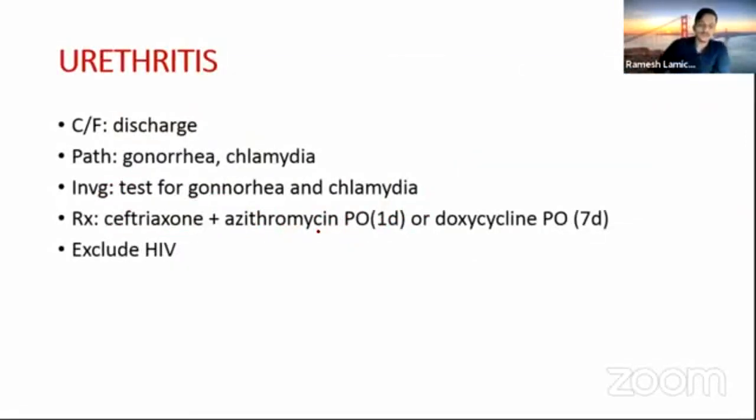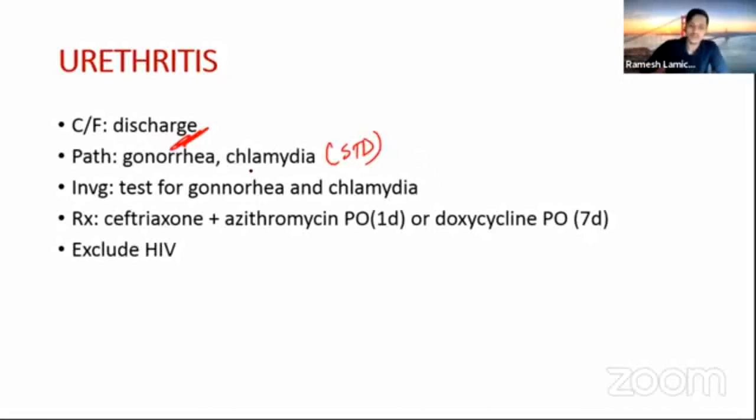Let's start with urethritis. Urethritis is infection in the urethra. It is usually due to STDs, gonorrhea or chlamydia, sexually transmitted diseases. It presents with urethral discharge. So the patient has discharge, and we have to investigate for gonorrhea or chlamydia.